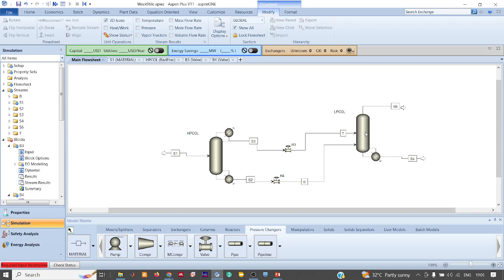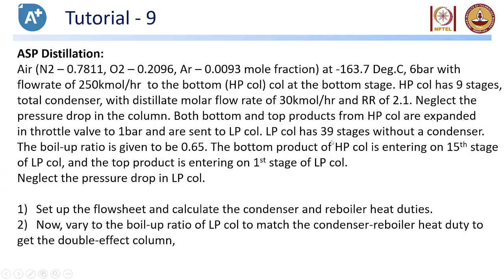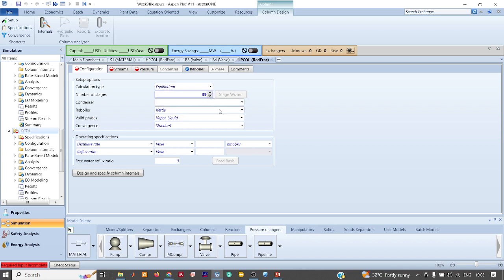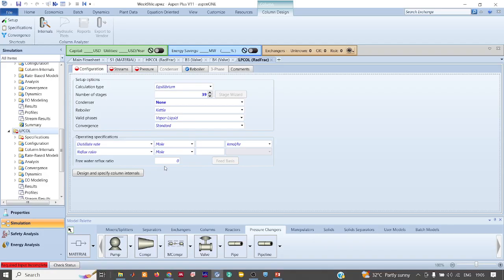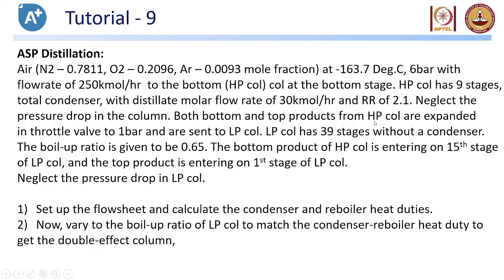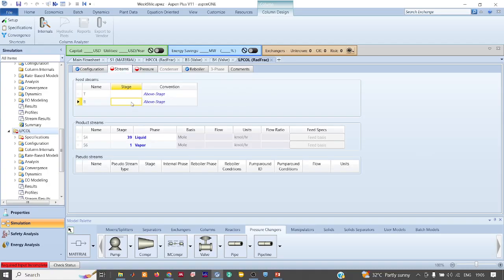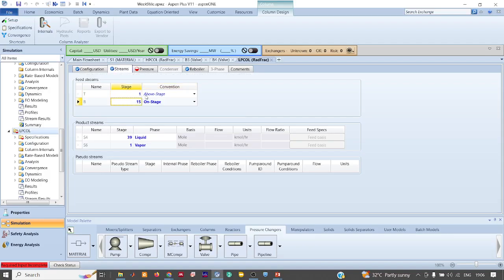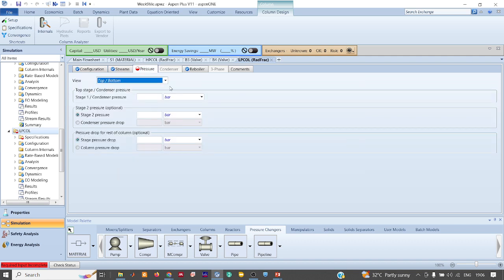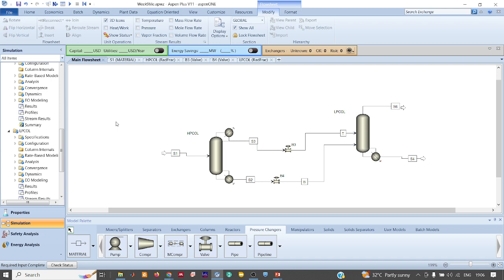So keep saving your file in between. Okay. Then LP column. What are the inputs we have? It says 39 stages without a condenser. None. Right? And what else is given? Boil up ratio is 0.65. Right? The bottom product of HP column is entering on 15th stage, and top product is entering on first stage of LP column. Pressure is currently right. So that's all we need to give as input.